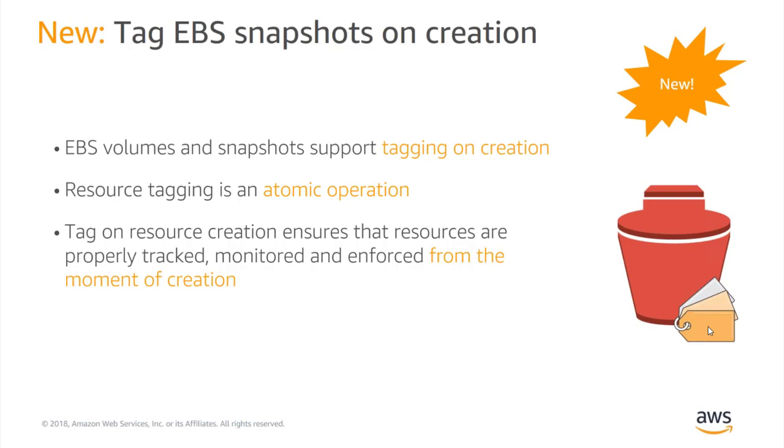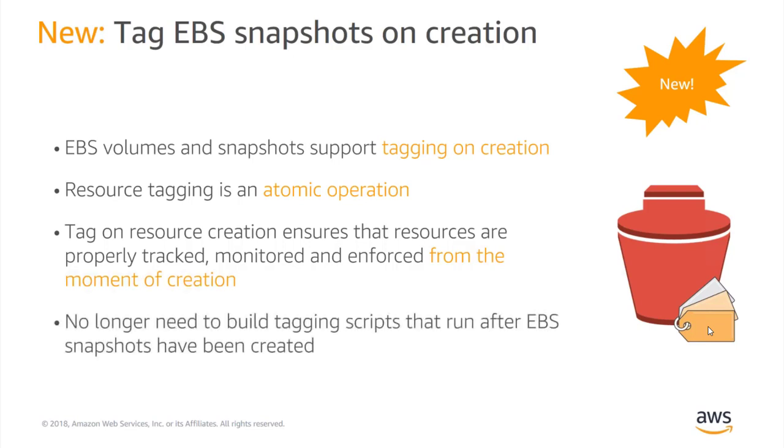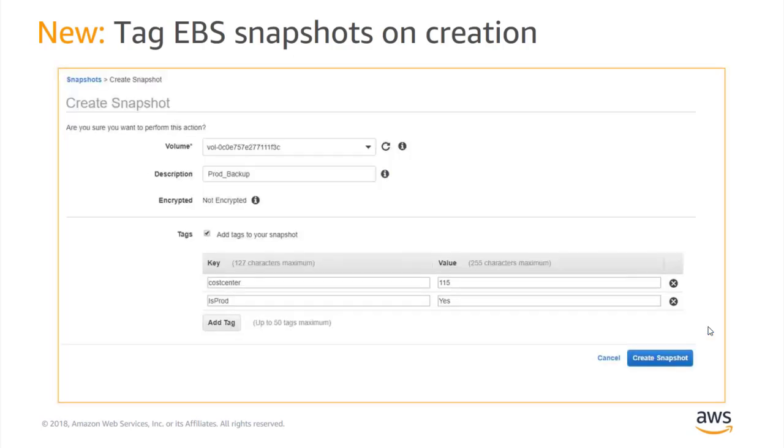It also means that any IAM policies that apply to snapshot tags are enforced immediately. And now, with the ability to apply tags at snapshot creation, our customers no longer need to roll their own scripts to tag snapshots after they've been created. And this is a quick screenshot of the updated AWS Management Console for creating snapshots. You can see that we've added a new tag section, allowing you to add up to 50 tags to your snapshot when it's created. The same functionality is also available in the CLI and the API.